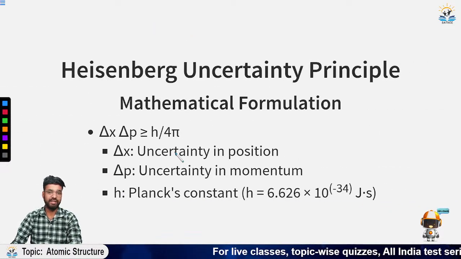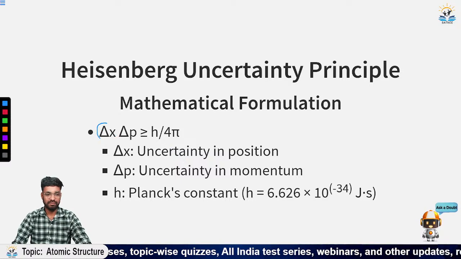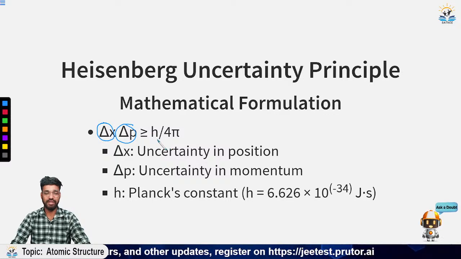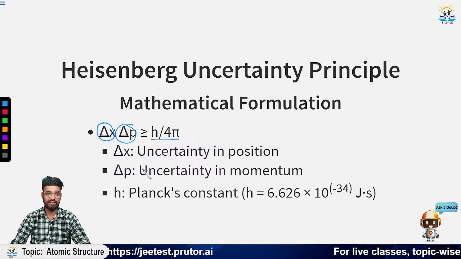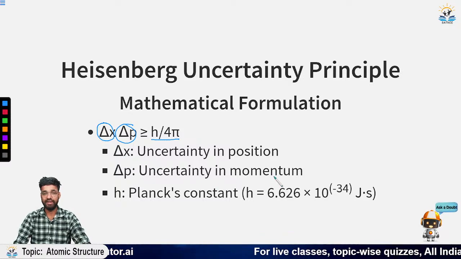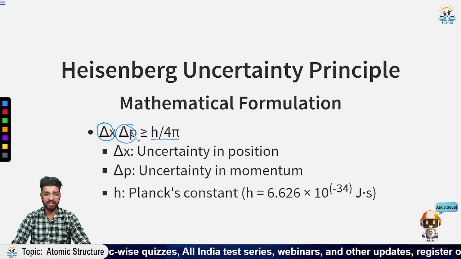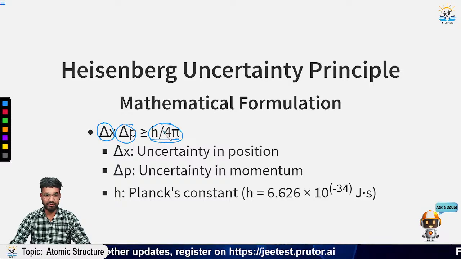So this is the formula for the Heisenberg uncertainty principle. It says that the uncertainty in position multiplied by the uncertainty in momentum is always greater than or equal to h by 4 pi. Here delta x represents the uncertainty in position, delta p represents the uncertainty in momentum, and h is Planck's constant. Now suppose delta p is increased, that is, the uncertainty in momentum is increased, then delta x will decrease, so that the product stays close to this value.